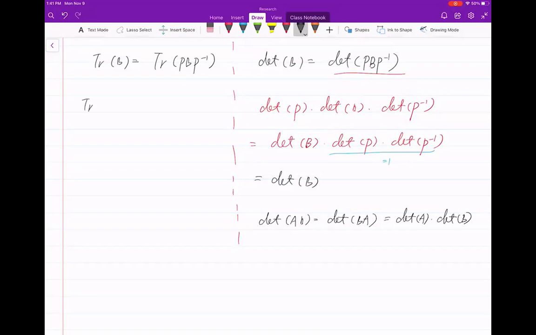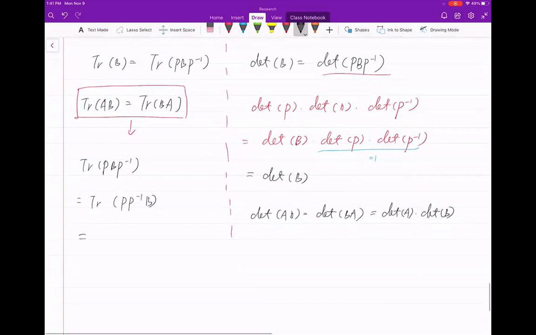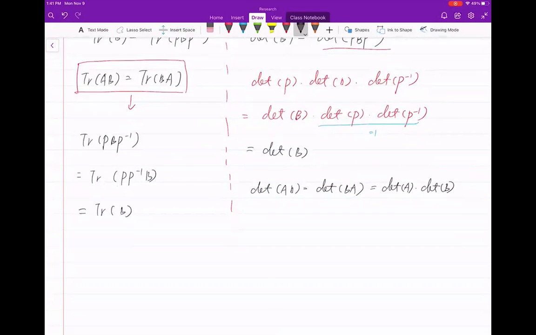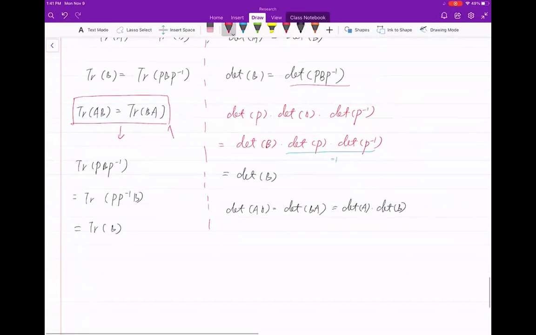For the trace, you have something similar. You have a fact, which is trace of AB equals trace of BA. This is the fact. You can easily prove it using ij notation. But once you have that, then you can switch the order of them, because P times P inverse is I. Okay. So the key fact, you need this, you need this.